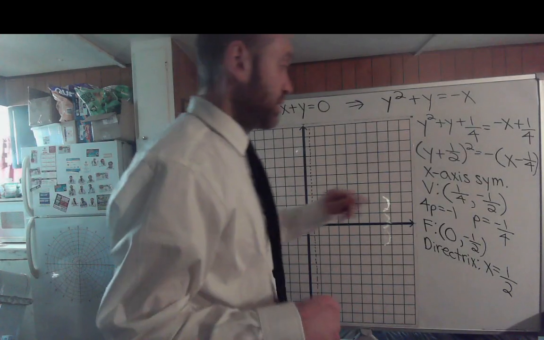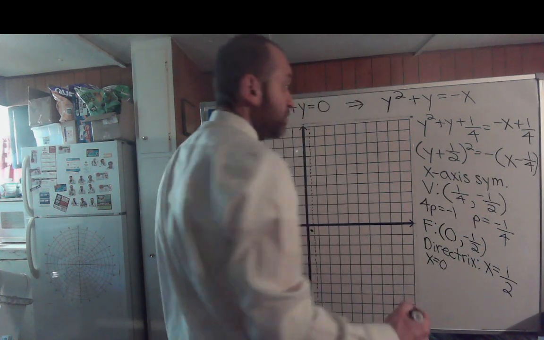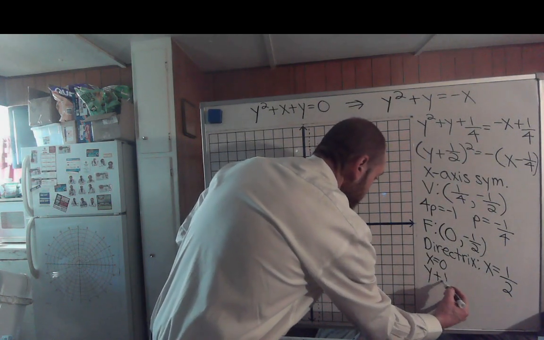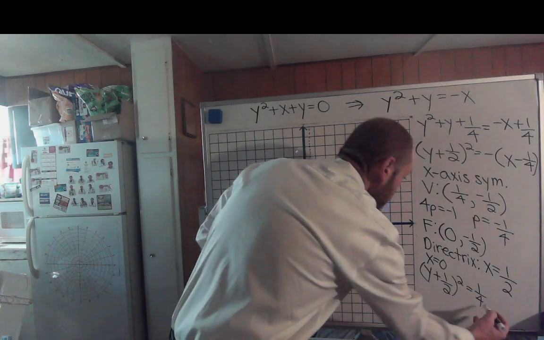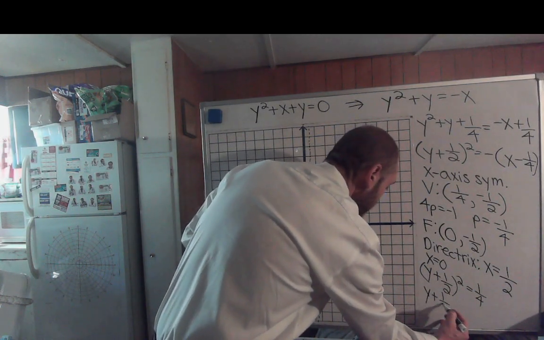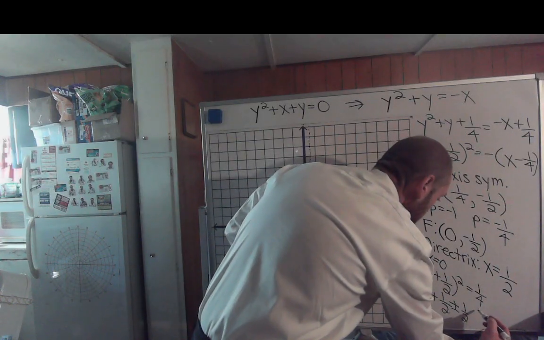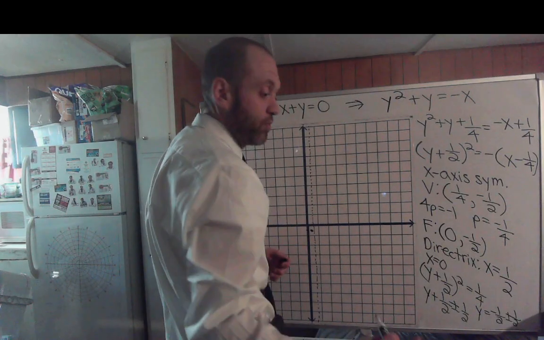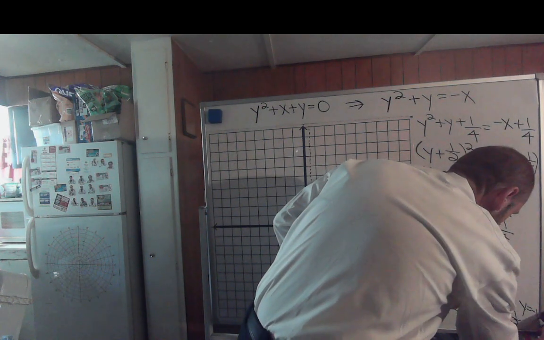If we pick x equals 0 for some points here, what are we going to get? You would end up getting positive 1/4 on the right-hand side, so you'd have y plus 1/2 quantity squared equals 1/4, which means y plus 1/2 equals plus and minus 1/2, which would end up giving you y equals negative 1/2 plus and minus 1/2. Well, negative 1/2 minus 1/2 would give you y equals negative 1, and then you'll also have positive 0.